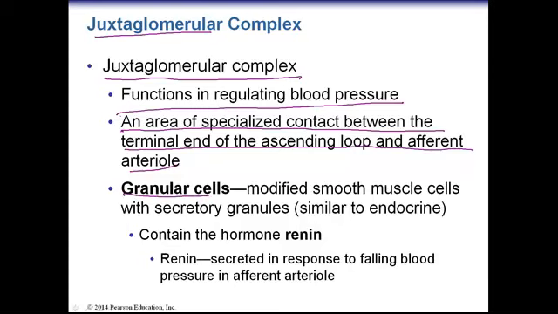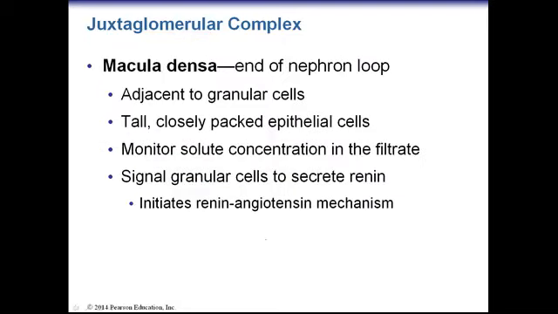Then we have granular cells. These are modified smooth muscle cells, and they have these secretory granules. It's similar to an endocrine cell because the granules contain renin, and renin is a hormone. It's secreted in response to low blood pressure or falling blood pressure in the afferent arteriole.